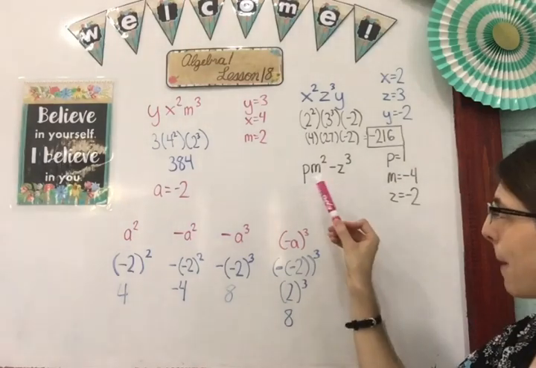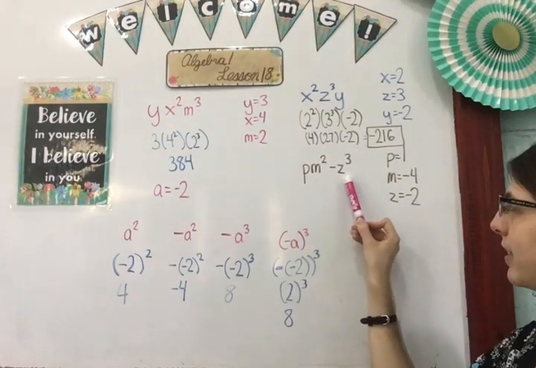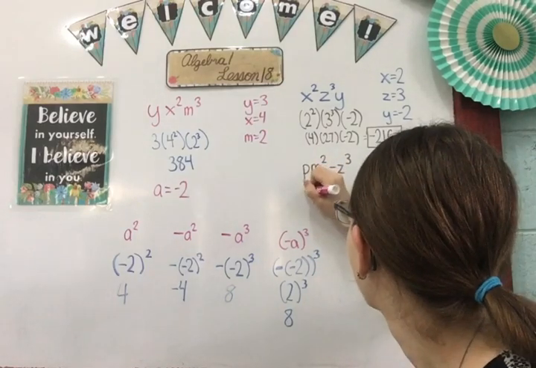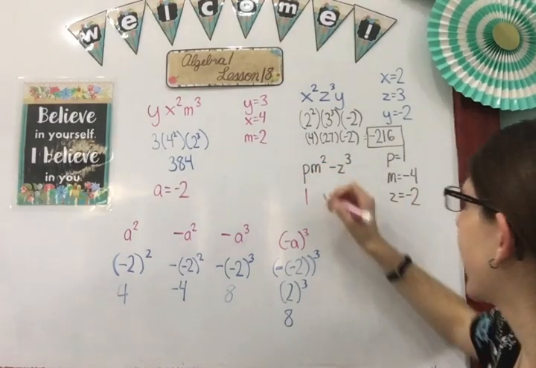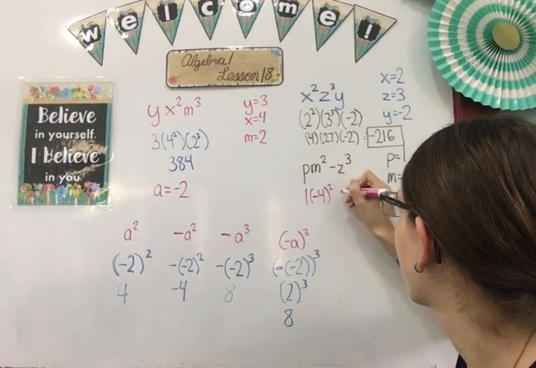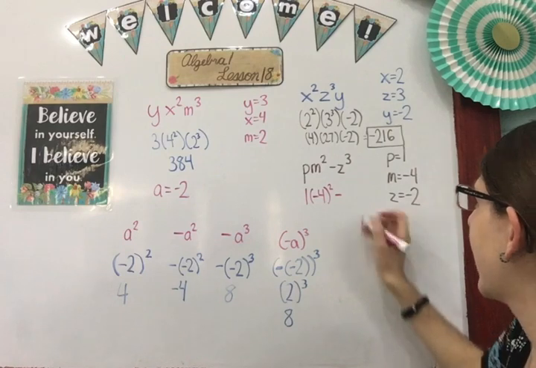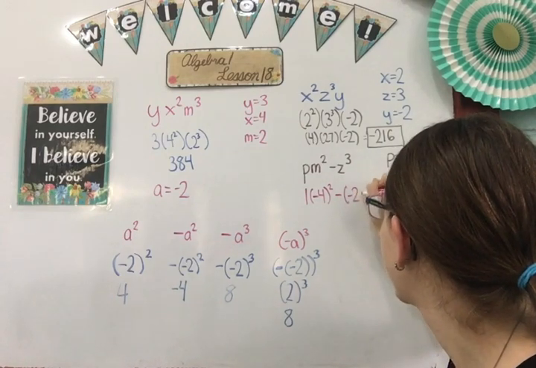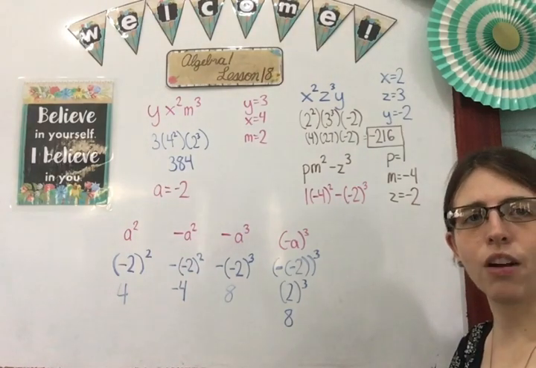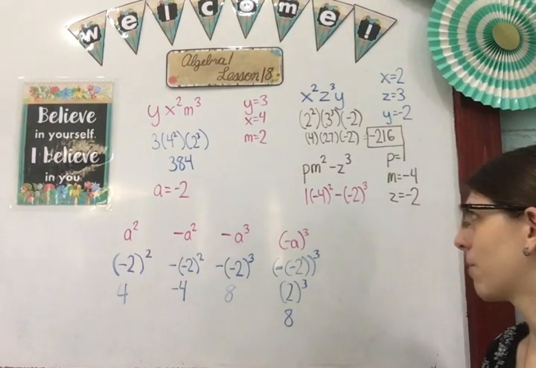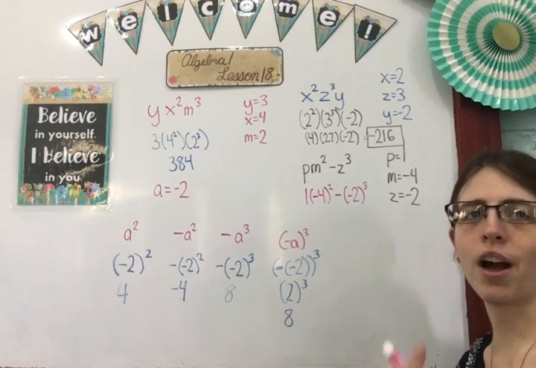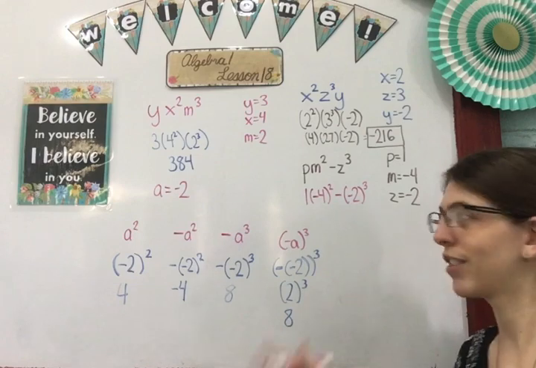Here I have p times m squared minus z cubed. P I know is 1. M is negative 4. So I have 1 times negative 4 squared. Minus z is negative 2. So minus negative 2 cubed. 1 times anything is itself, so I don't have to worry about the 1 anymore, because whatever negative 4 squared is, multiplied by 1, it's going to be whatever this answer is.